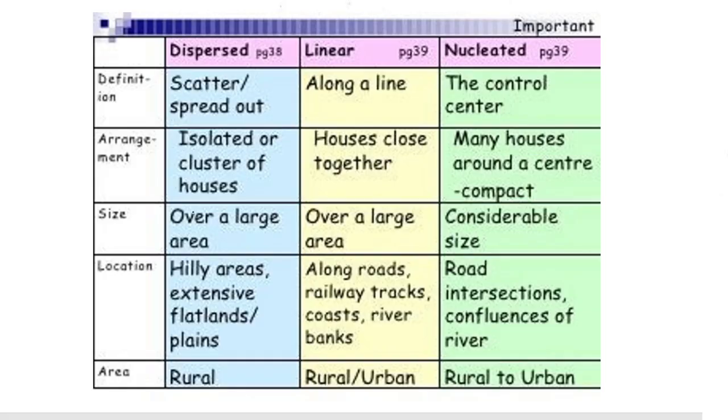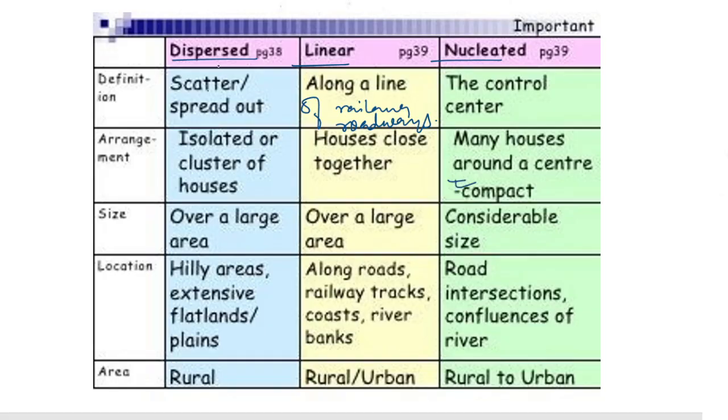Now let us quickly identify the differences between the dispersed, linear, and nucleated settlements. Dispersed is scattered or spread out. Linear is along a line of a railway or roadway. And nucleated is around a central center. In dispersed settlement, either they are isolated or clusters of houses spreading all around. In linear settlement, you can see that the houses are close together. And nucleated means many houses in a compact way in the center.